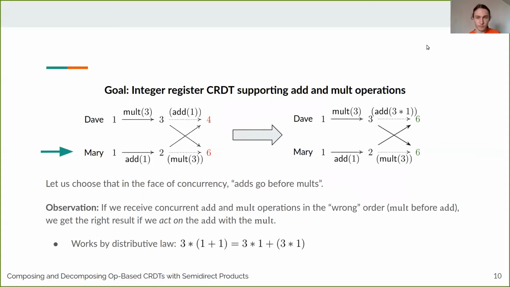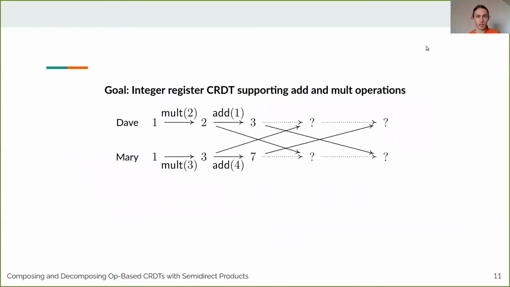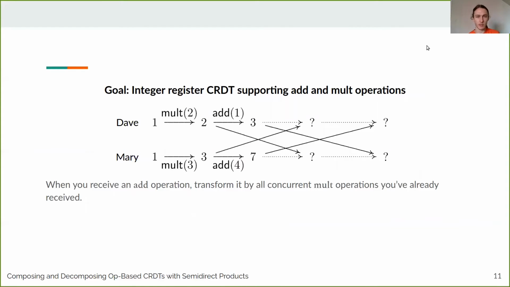Okay? So more generally, we have a more complicated situation like this one. We make the rule that when you receive an add operation, before applying it, you first act on it by all concurrent multiplication operations that you've already received. Okay? So in this example, Dave has multiplied his state by 2 and then added 1, while concurrently, so without coordination, Mary multiplied by 3 and then added 4. Okay? And now they sync up, so they exchange these operations.